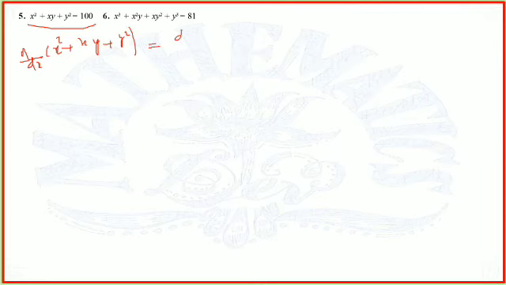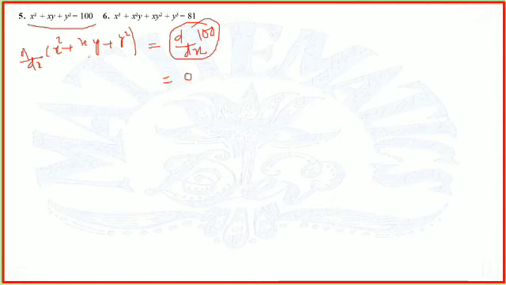The next question is question number 5, and 6 is also of similar nature. You just need to find out dy upon dx. So first I take this one. The differentiation of d over dx of x square plus xy plus y square, and d over dx of 100. Now 100 is purely a constant, so the differentiation of 100 is 0.